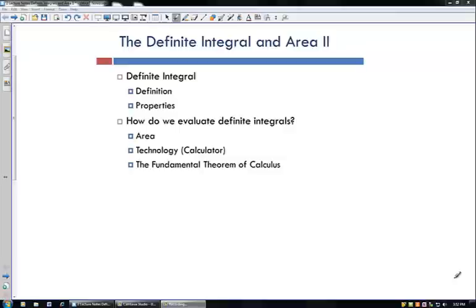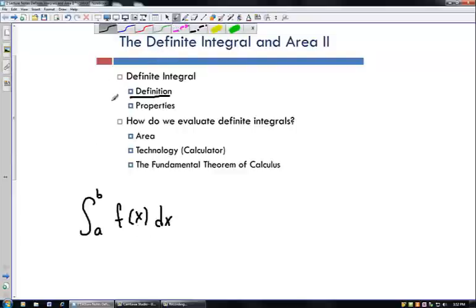So this is the lecture on the definite integral and area part 2, and in this lecture we want to start with the definition. So last time, if you remember, we talked about this definite integral, the integral from a to b of f of x dx. We named these various parts, so let me remind you what this says.